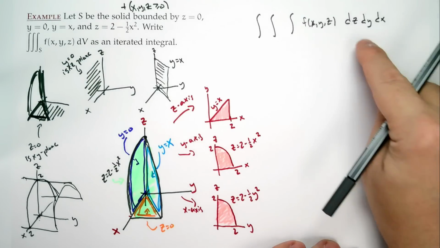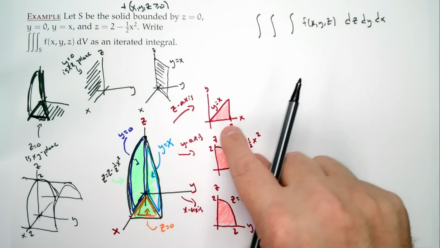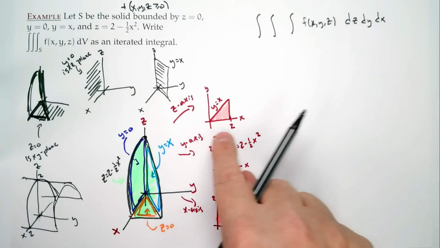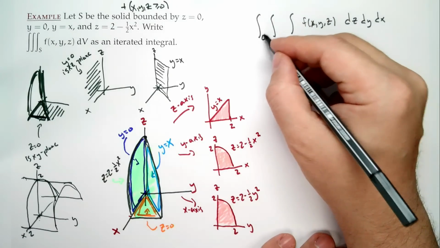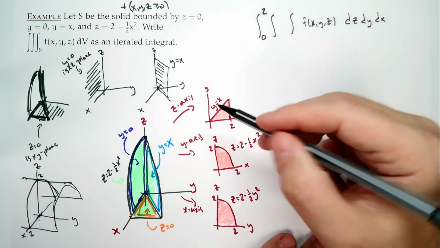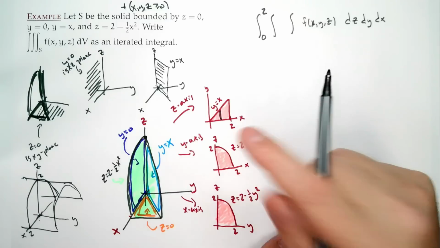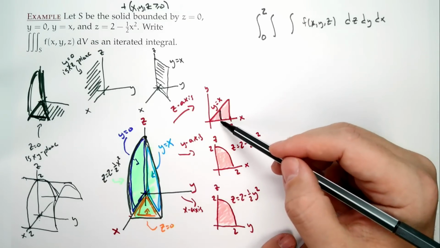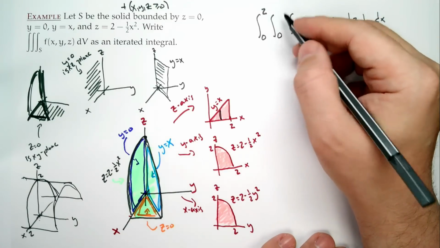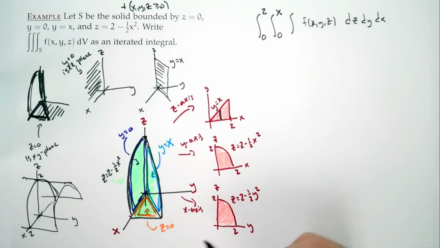So let's look down the z-axis. Now we say, well, where does x go between? Well, the answer is x goes 0 to 2. Where does y go from? Well, that would be if we were slicing this way. So it would be from y equals 0 to y equals x.